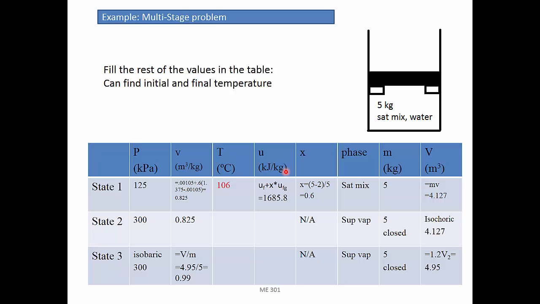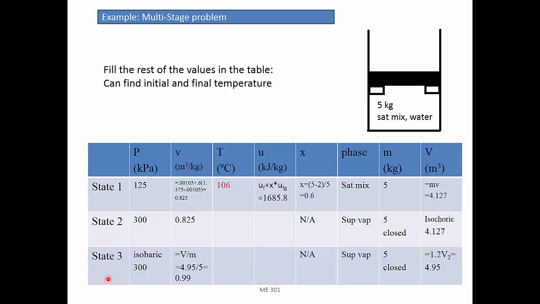In this case, the table is pretty easy to fill. We first separate the table into 3 states. State 1 is the initial state when the piston still sits on the stops. State 2 is the second state when the piston starts to rise, and state 3 is the final state when the piston has risen to its final position.